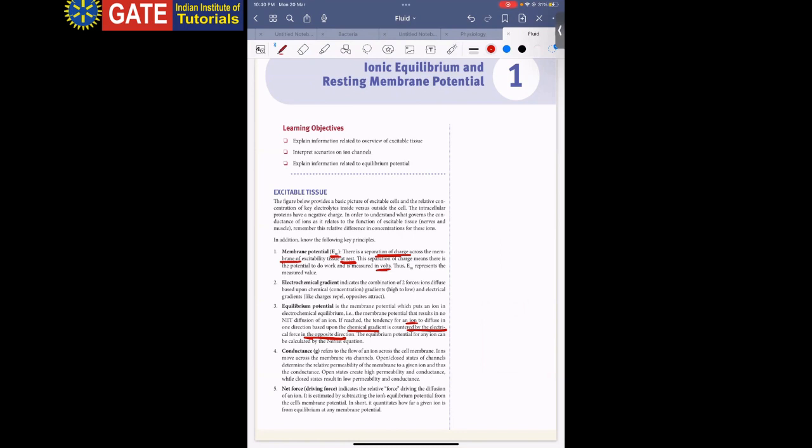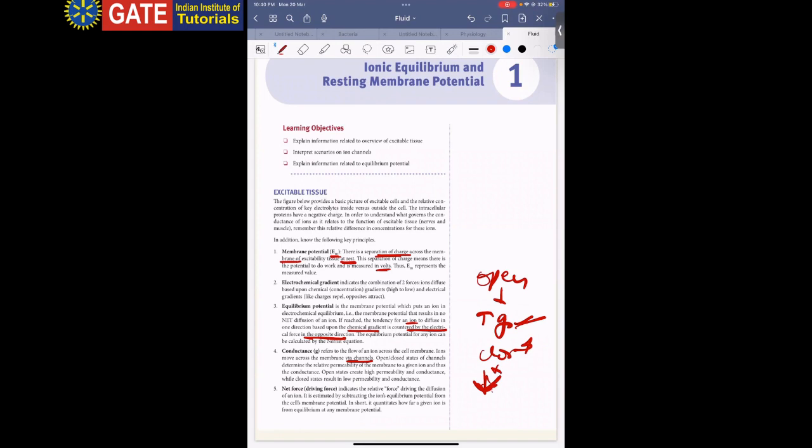Conduction is just the flow of charge across any membrane. The ions move across the membrane via channels. You have to know there are both open and closed states of the channel, and these states determine whether the membrane is permeable to these ions or not, as well as the conductance. Whenever the channels are open, there will be more conductance, more permeability, more conduction. When they are in closed states, there will be no conductance or low conductance, right?